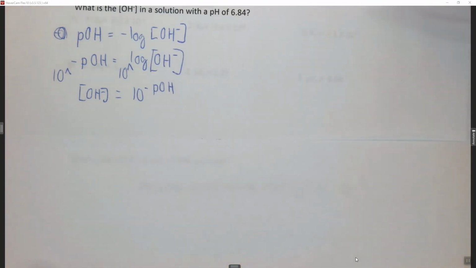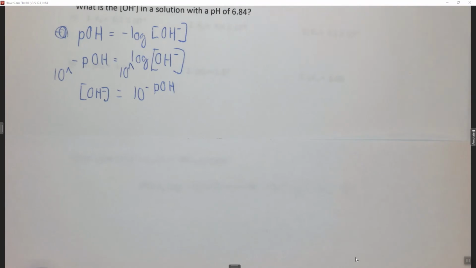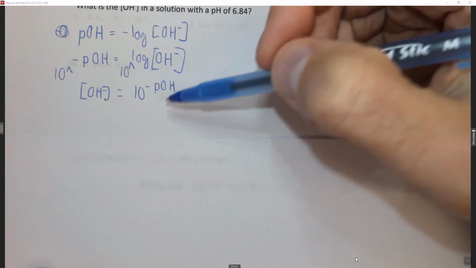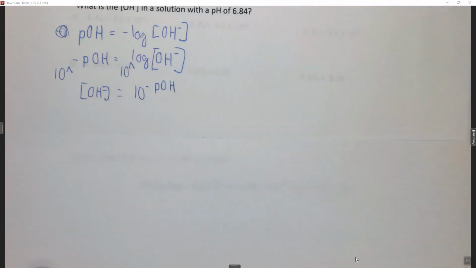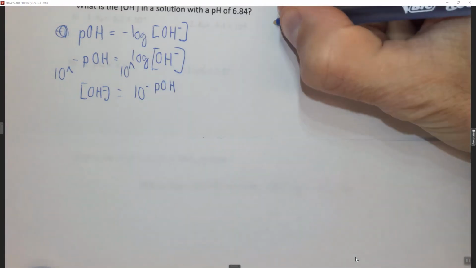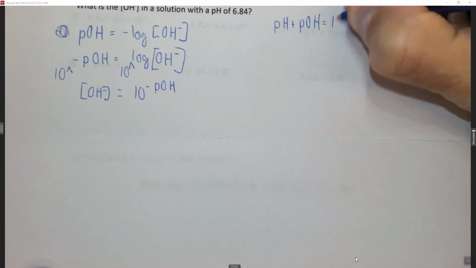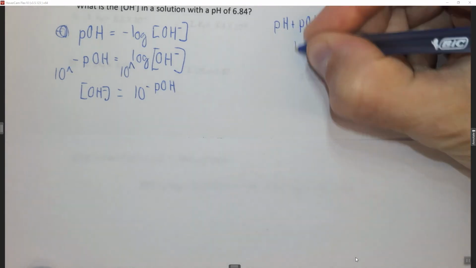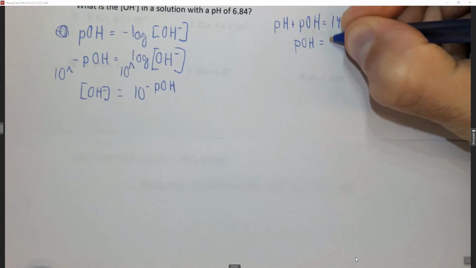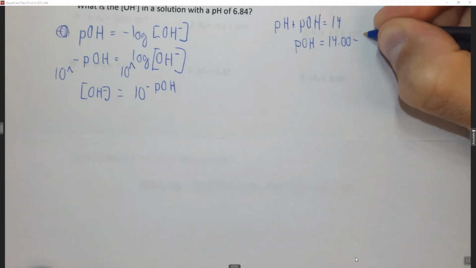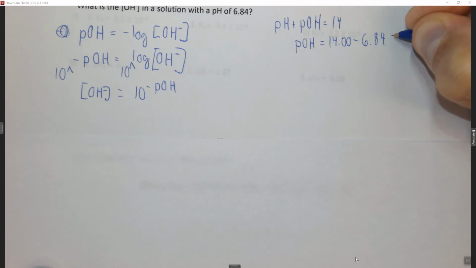It's also worth pointing out that the concentration of H3O plus equals 10 to the negative pH, which is used as well. But in this case, what we want to do is find this, and in order to find this, we need to find the pOH. Well, the pH plus the pOH equals 14. Said another way, the pOH equals 14, and you can use as many zeros as you need, minus the pH, which in this case is 6.84.